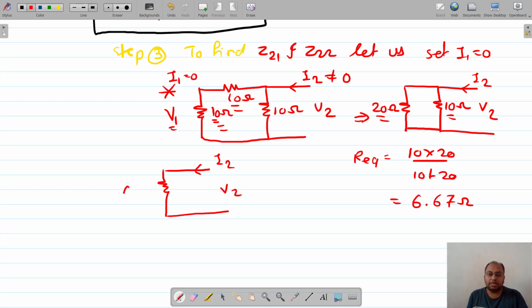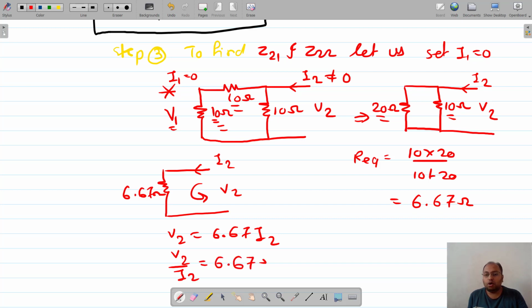So this is my 6.67 ohm. Now apply KVL to this loop. V2 is equal to 6.67 into I2. Let us take this I2 to the left hand side, so I get V2 divided by I2 is equal to 6.67 ohms, and that is nothing but our Z22. Is that fine?